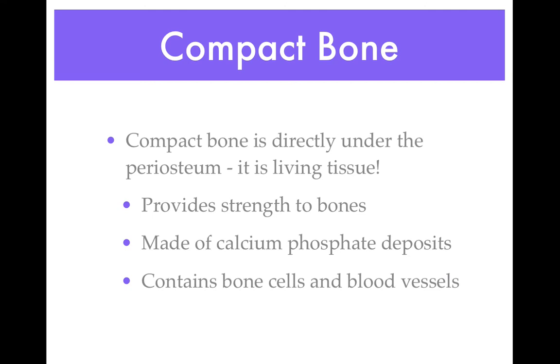Compact bone is located directly underneath the periosteum. It's living tissue even if it doesn't really seem like it. Compact bone is very important. It provides the strength that our bones need to hold up all of our limbs. Compact bone is made out of calcium phosphate deposits, and it's full of bone cells and blood vessels.